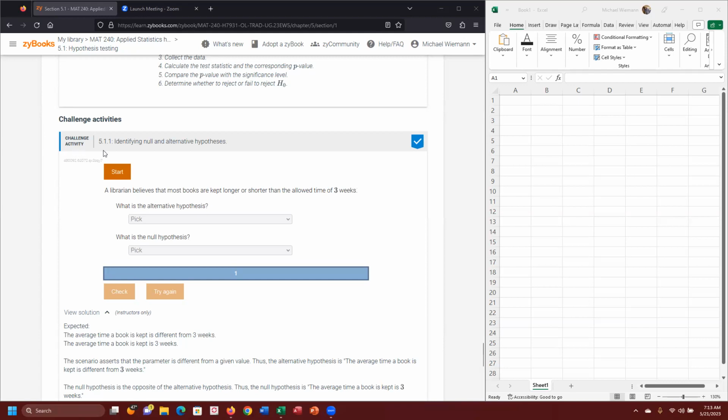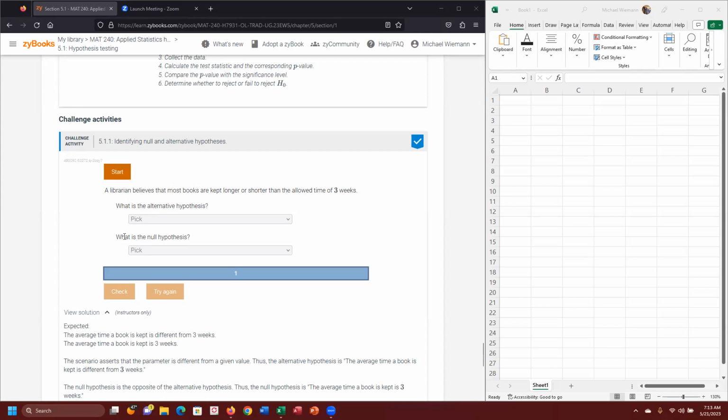The first one I'm going to address is the challenge activity 5.1.1, where we are identifying H sub 0, which is the null hypothesis, and then H sub 1 or H sub A, depending on what textbook or resource you're looking at, the alternative hypothesis. When I read this statement, it says the librarian believes the most books are kept longer or shorter. Longer or shorter is a difference relationship, either being different or not different. Different versus not different is going to be an equals, not equals relationship.